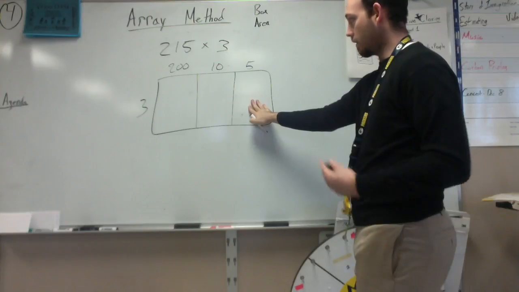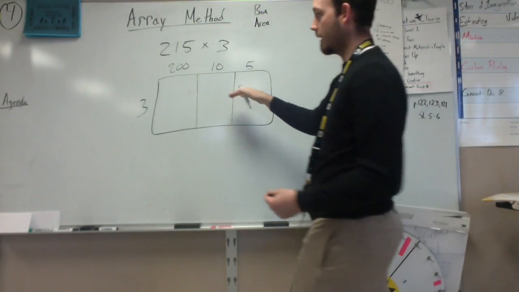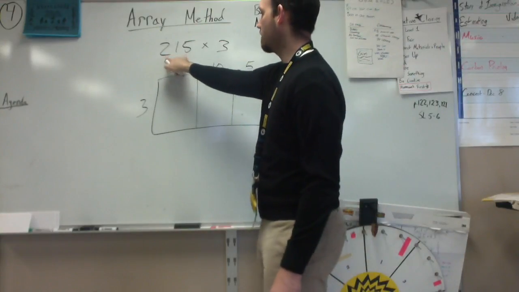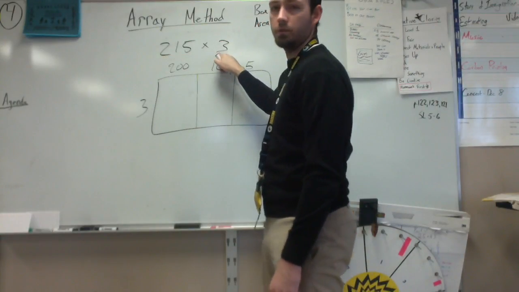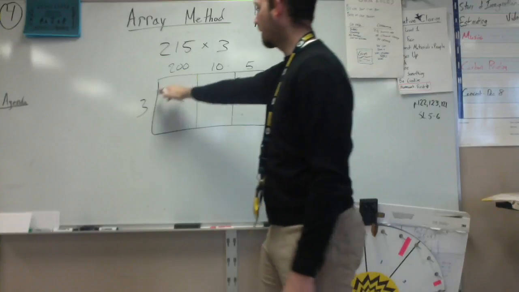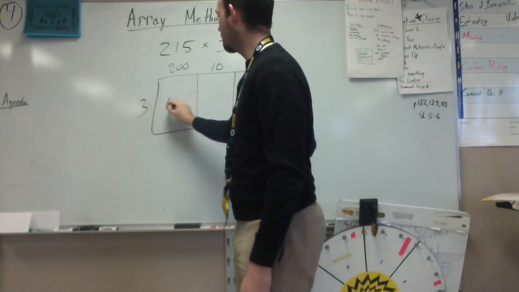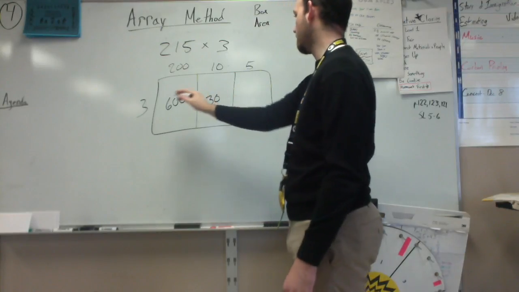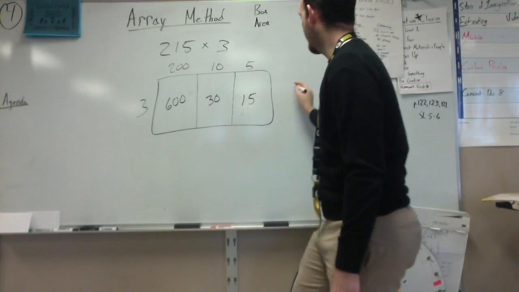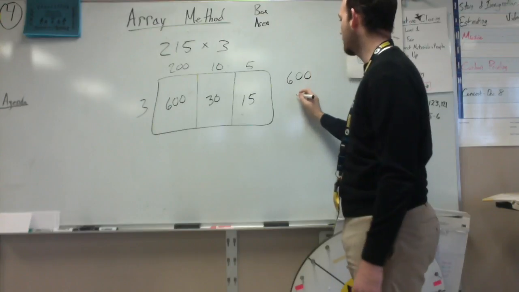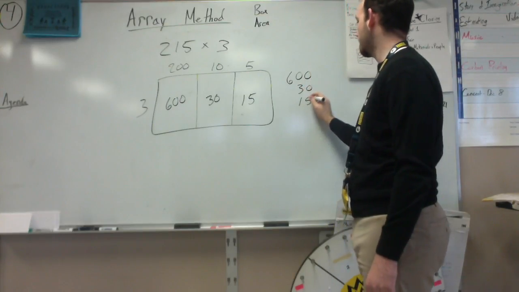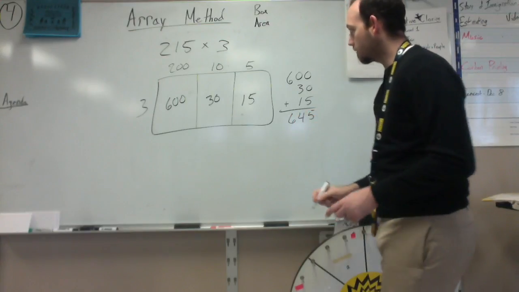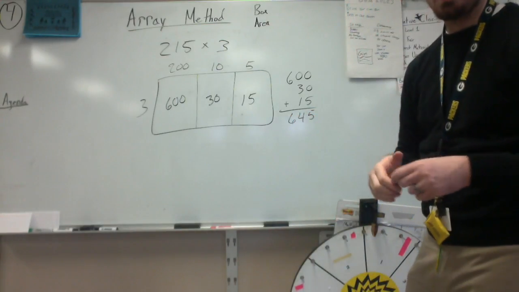Those of you that are following along with that, you may notice that the number of boxes you end up with is basically the number of digits in your first number times the number of digits in your second number. Okay. Looking at how we'd solve this, 3 times 2 is 6, 2 zeros. 3 times 1 is 3, 1 zero. 3 times 5 is 15. We'd come off to the side, 600, 30, 15, add them together, 5, 4, 6. We get a 645 on that one.